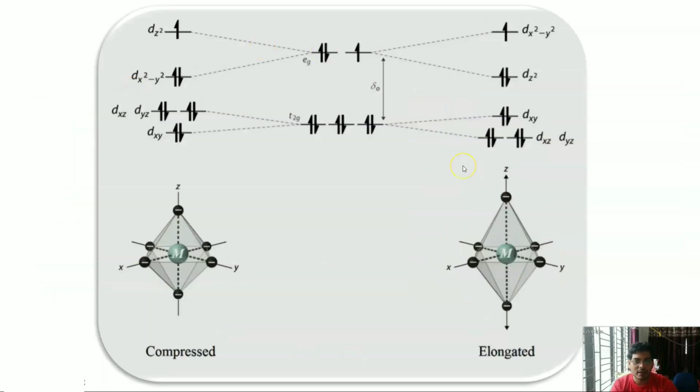These are some pictorial presentations of z-in or z-out distortions. Here the bond is compressed along the z axis, that's why z square gets a higher energy level. Again here the bonds along the z axis are elongated, so orbitals containing the z factor will get lower energy. So these are pictorial presentations of Jahn-Teller distortions.